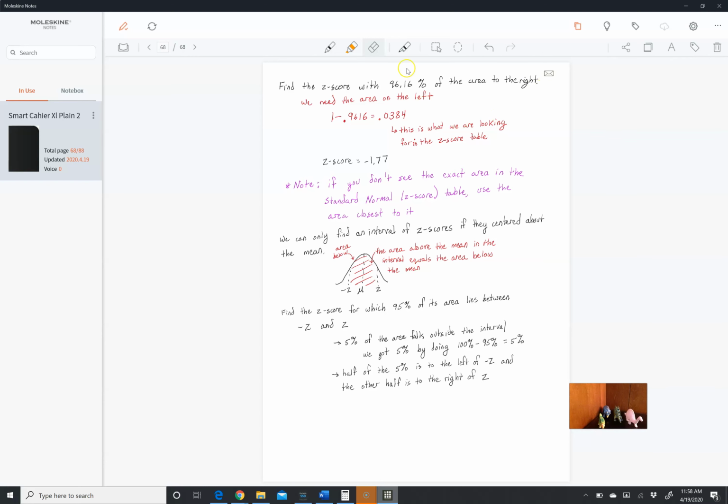Okay, now there's a key here. And the key statement is, it says half of the 5% is to the left of negative z. Well, this is what's going to help us find our answer. Because now we know what is to the left of negative z. And if we know what's to the left of negative z, then we can find the z-score. Okay, so what does this mean?